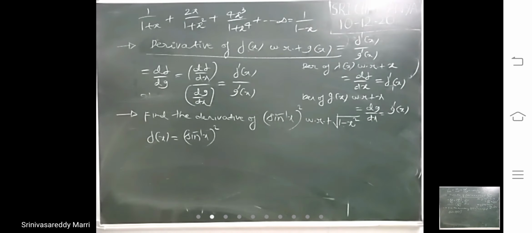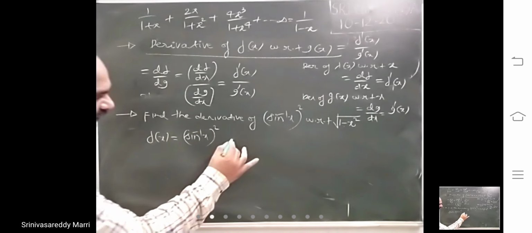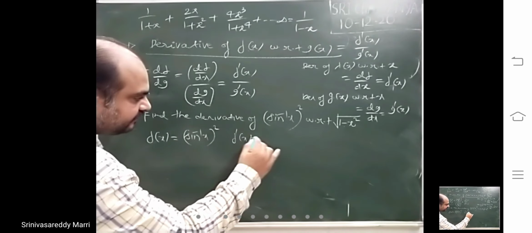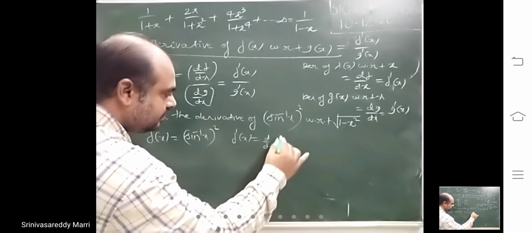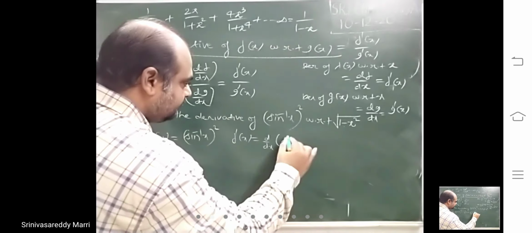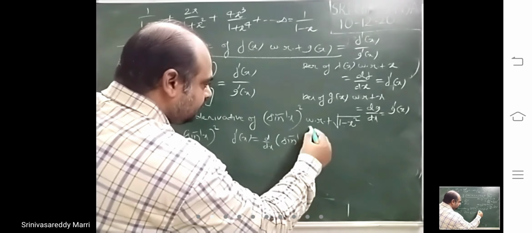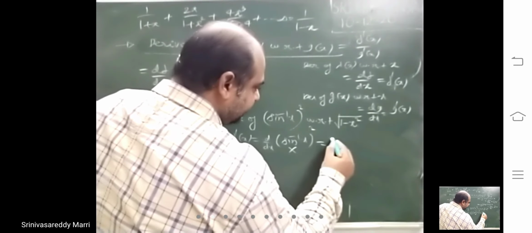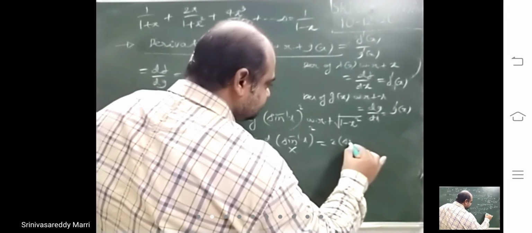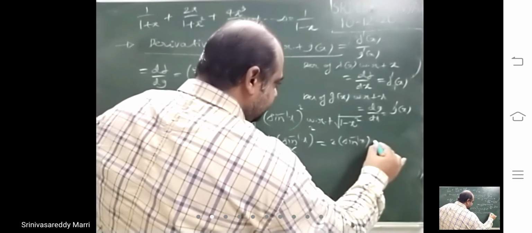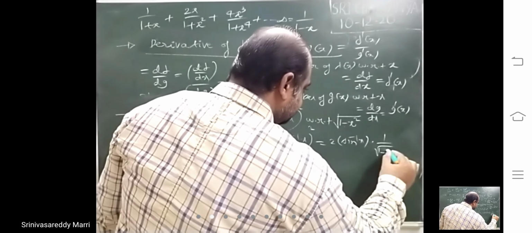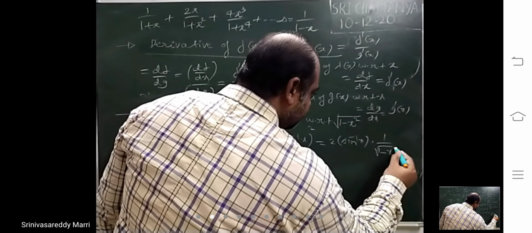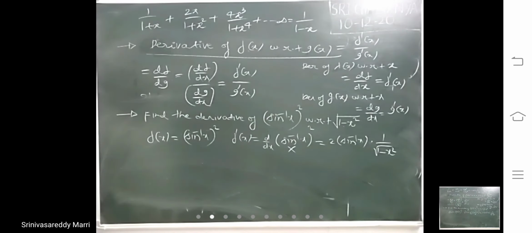Whole square. Take this in the regular manner, you find dy by dx, the derivative of the whole square. So this is capital X square, X power n, that means 2 capital X into d by dx of sine inverse x, which is 1 by root of 1 minus x square. So therefore f dash x, you got this.